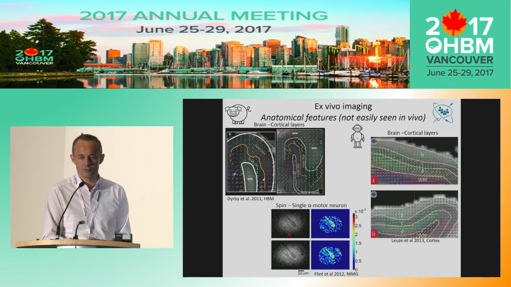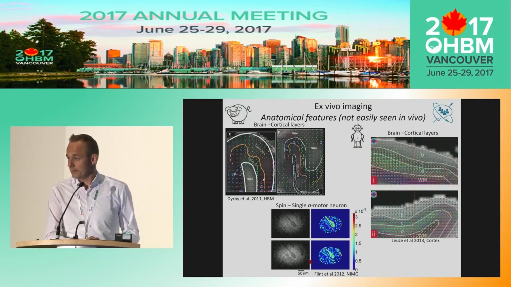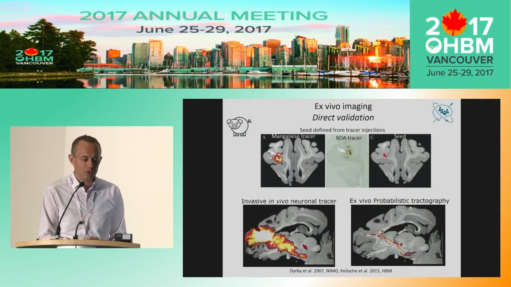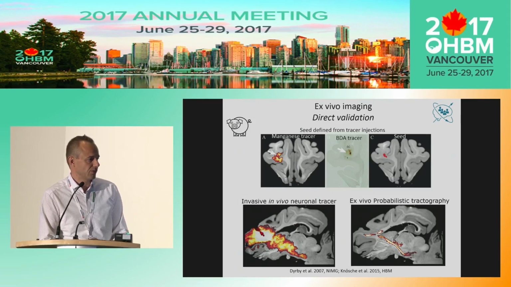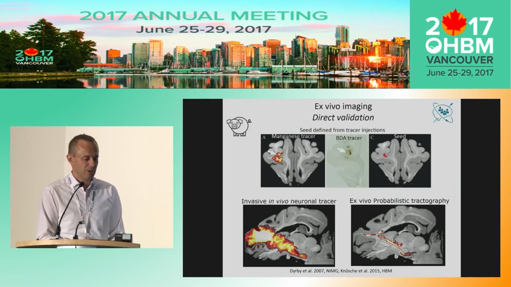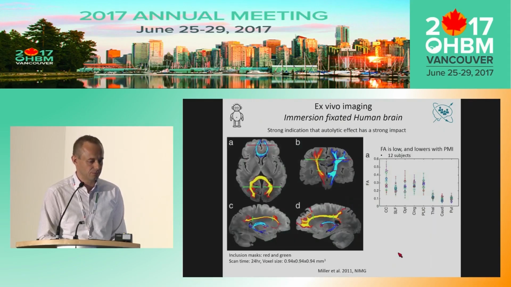They have managed to look at the single alpha motor neuron, where you can actually see the diffusivity in the extracellular space of the neuron, and that is pretty cool; you cannot do that today in vivo. You can also use this for direct validation. By direct, I mean that in the same brain, we inject a tracer, and in the same brain, we acquire the diffusion MRI, and we can do tractography for validation. So this is an in vivo tracer, the manganese, and then we can do the tractography in the ex vivo world and compare the two.